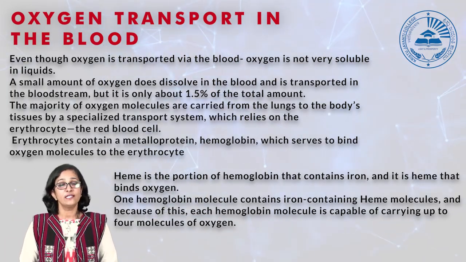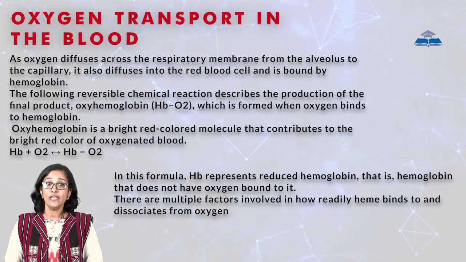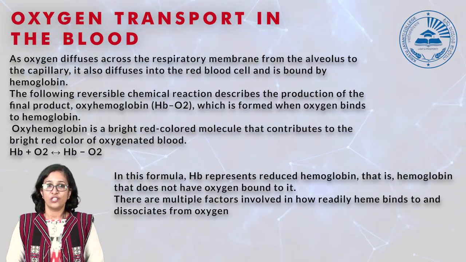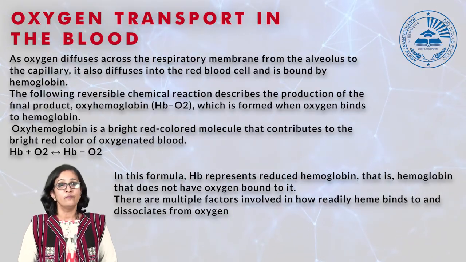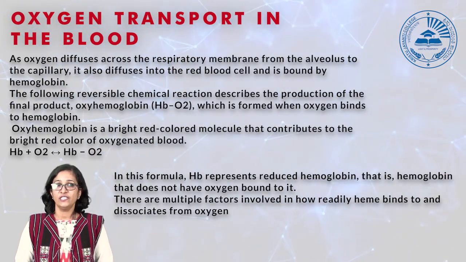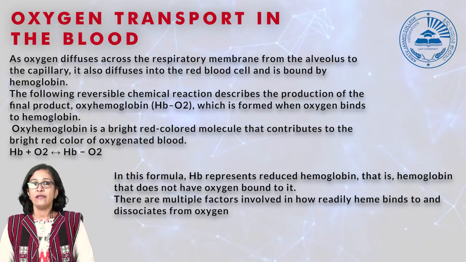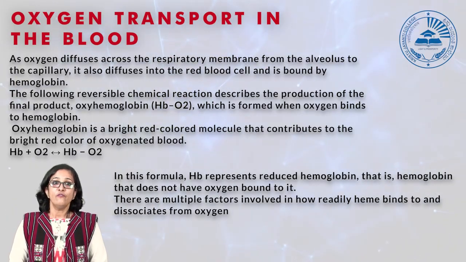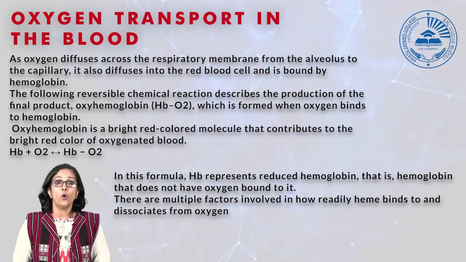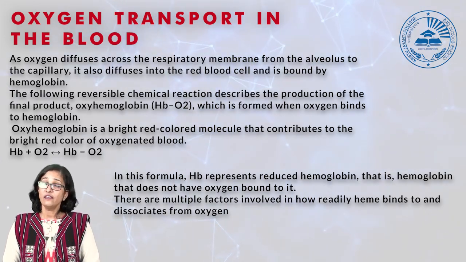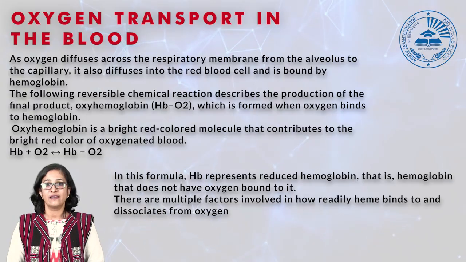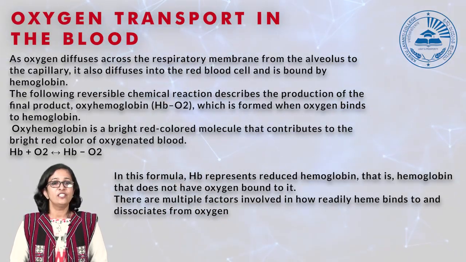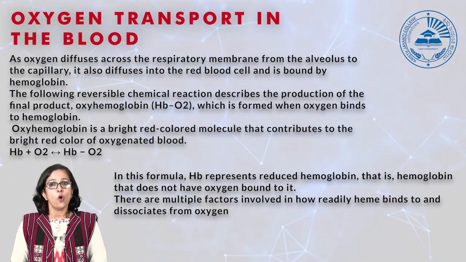As oxygen diffuses across the respiratory membrane from the alveolus to the capillary, it also diffuses into the red blood cell and is bound to this hemoglobin. The following reversible chemical reaction describes the production of the final product, oxyhemoglobin, which is formed when oxygen binds to hemoglobin. Oxyhemoglobin is a bright red colored molecule that contributes to the bright red color of oxygenated blood. You can see hemoglobin plus oxygen, which is a reversible reaction, gives rise to oxyhemoglobin.